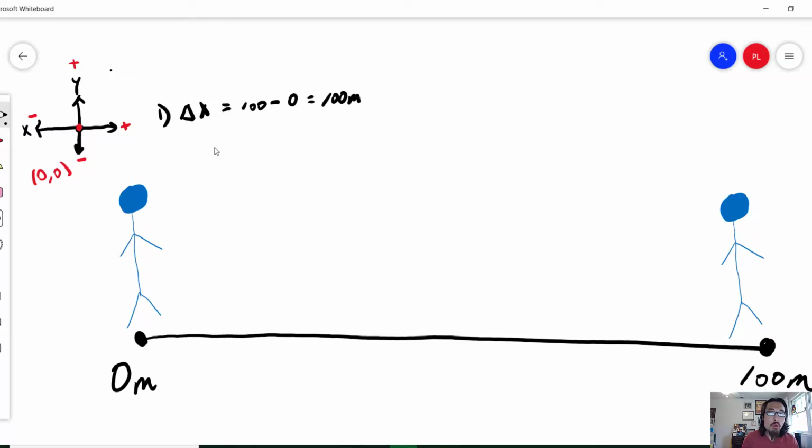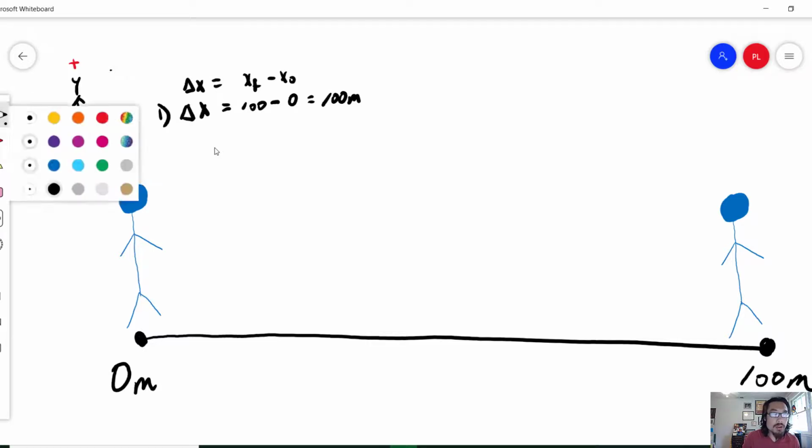Now, if you remember from before, trip 1, I had the same displacement as my total distance. From 0 to 100, I traveled a total distance of 100 meters. But in this case, my displacement and my distance are the same. I guess I should write up here xf minus x0, as a reminder of what equation we are using. All right, so let's change things up a bit.